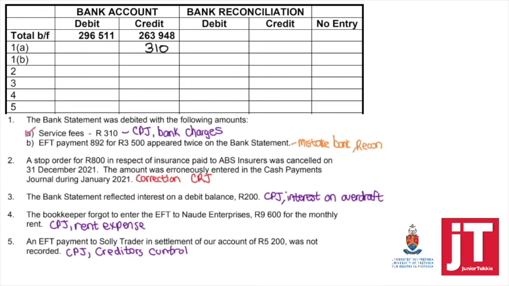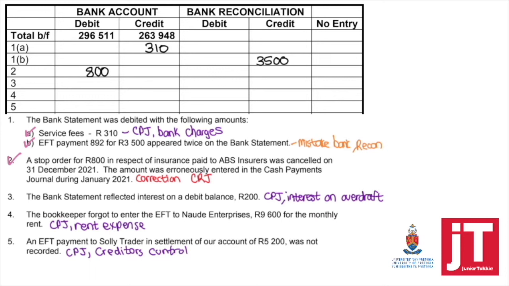Transaction number B, mistake by the bank, so it needs to go to the recon, 3,500 on the credit side because they've incorrectly debited our account. Transaction number 2, 800, debit bank account. Why debit? From the cash receipts journal, bank is always debited. From the cash payment journal, bank is always credited.